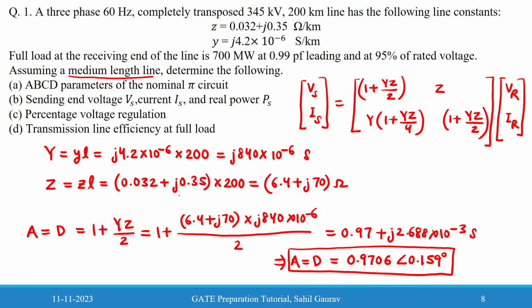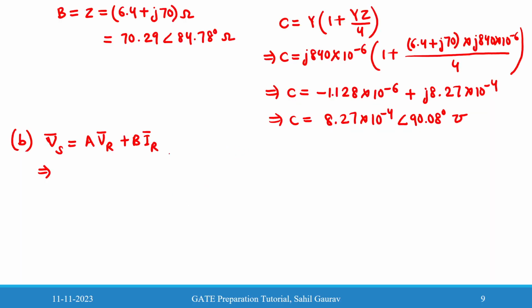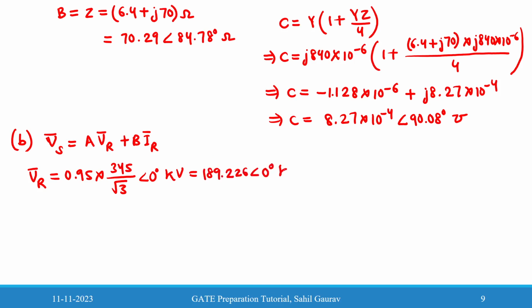So in the problem, you can see that it is given that the receiving end voltage is 95% of the rated voltage. So first we will find this receiving end voltage so that we can find the sending end voltage. So take it as reference. VR will be 0.95 into 345 divided by root 3 at the angle of 0 degree kV. It will be 189.226 at the angle of 0 kV.